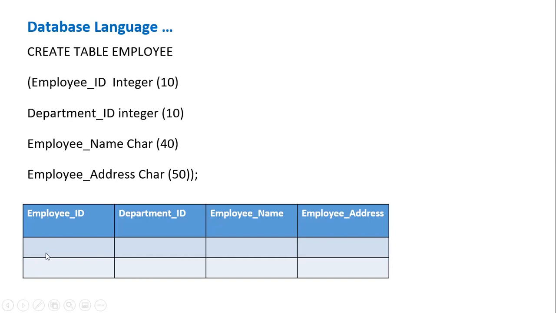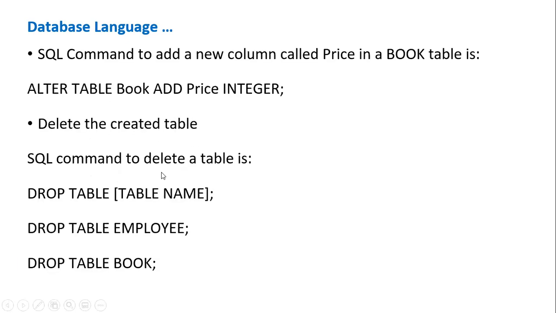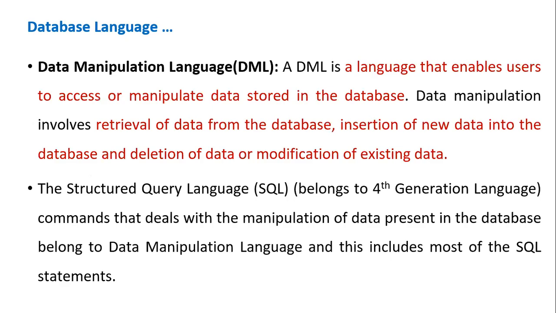By having this table, which is having employee ID, department ID, employee name, employee address, we have actually defined a structure of the table in our database, and this is what we call data definition language. We are using that language to define the structure of the table, and this is what we were using to create the table. You can also add a column called price. Yes, you can also do a dropping, you can do the deletion, you can do the altering. All these fall under this.